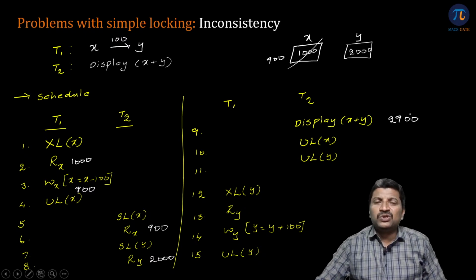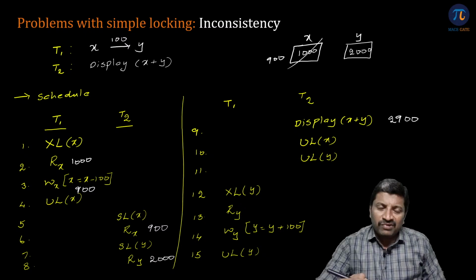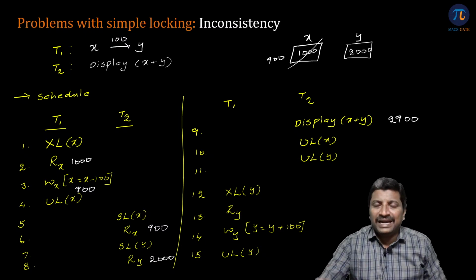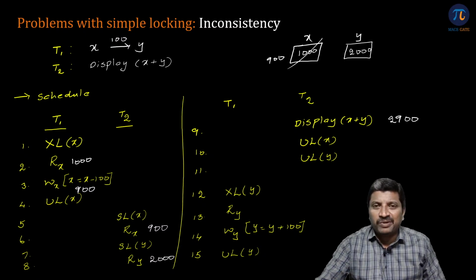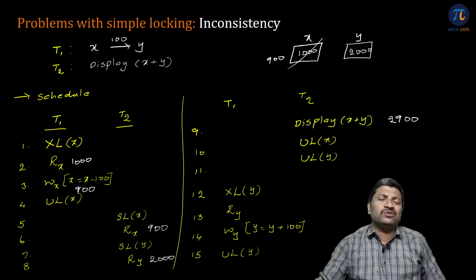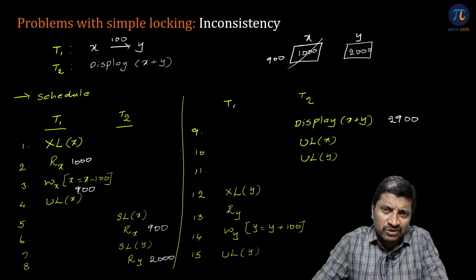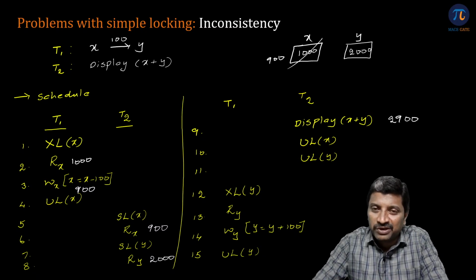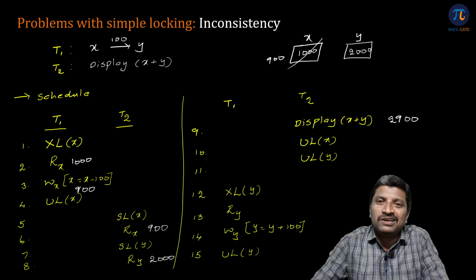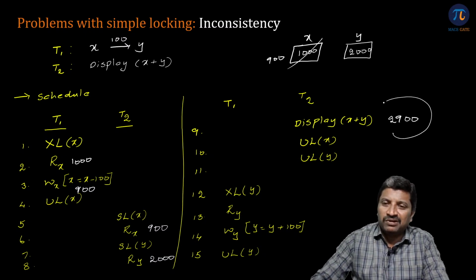Sir, suppose you are transferring from one of your accounts to another account. So both accounts are yours only. So when you verify the total balance, you suddenly got 2900. Whatever the initial values may be, something like 1000 in X and 2000 in Y, the total should be 3000. But suddenly it got displayed 2900. Where has 100 gone, sir? Right? So this is the problem of inconsistency.